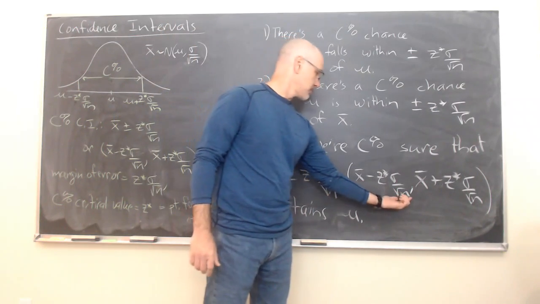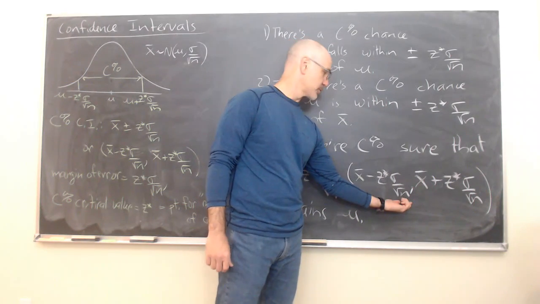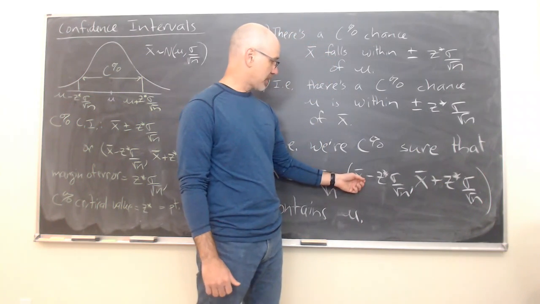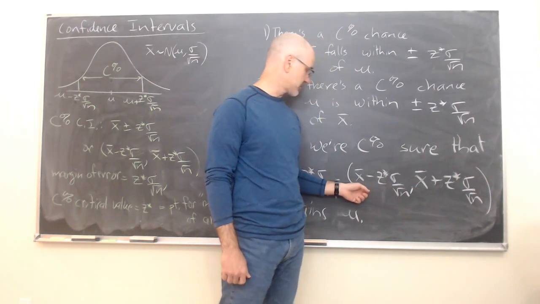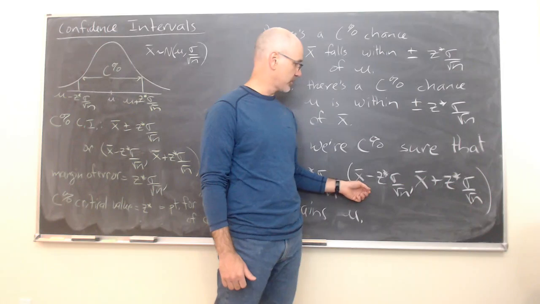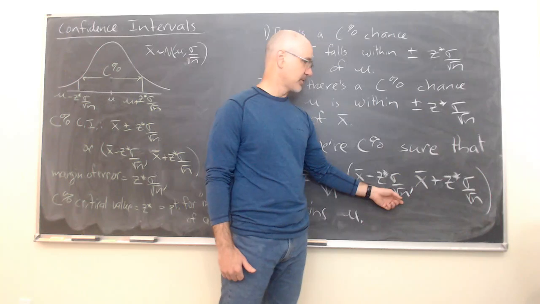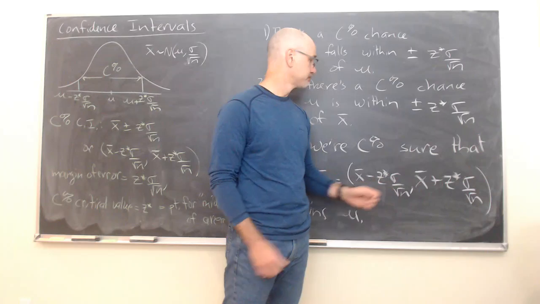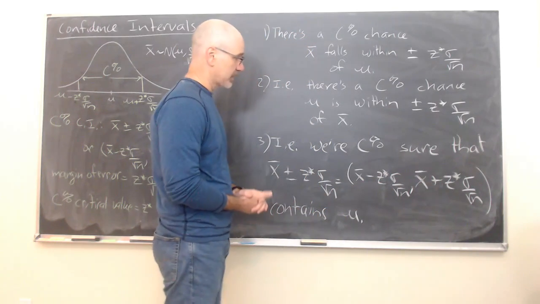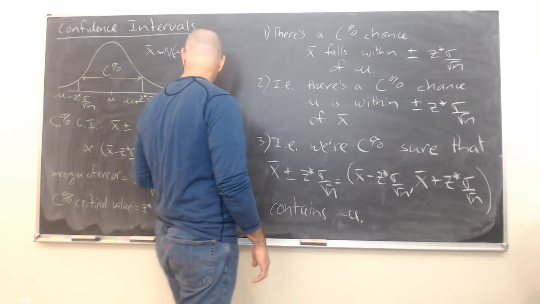Well, this last bit here is the C% confidence interval for mu, right? We're C% sure that whatever our x bar is, this interval that stretches from x bar minus Z star sigma over root n to x bar plus Z star sigma over root n, we're C% sure that the true, though unknown to us, mu is in that interval. Right? So that's our construction of a C% confidence interval. That's based on the normal distribution.